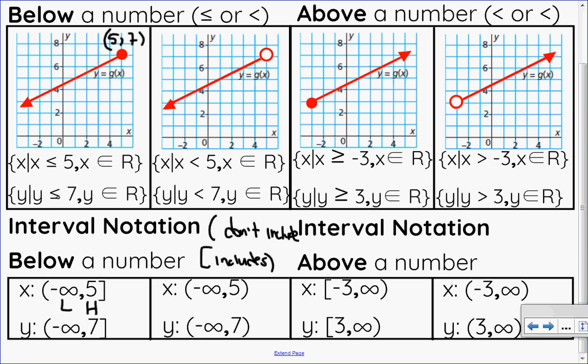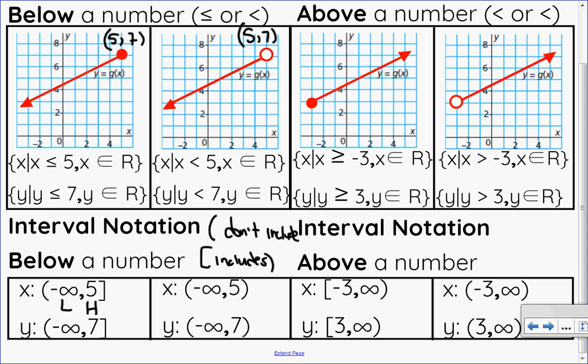Same thing for my range, less than or equal to 7. So I'm going all the way down to negative infinity, never truly reaching it though, so I have a round bracket, comma 7 with a square bracket because it can equal to it. Now here's the difference between these graphs. I have a closed dot, which means it includes it. Here I have an open dot, so it's still 5 and 7, but notice it's not equal to, it's just less than. So what I do here is I change my square brackets, which means it equals to, to rounded brackets.